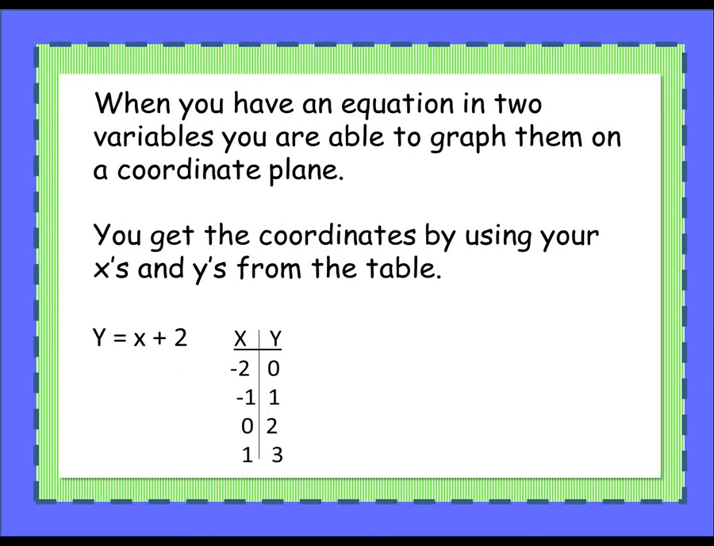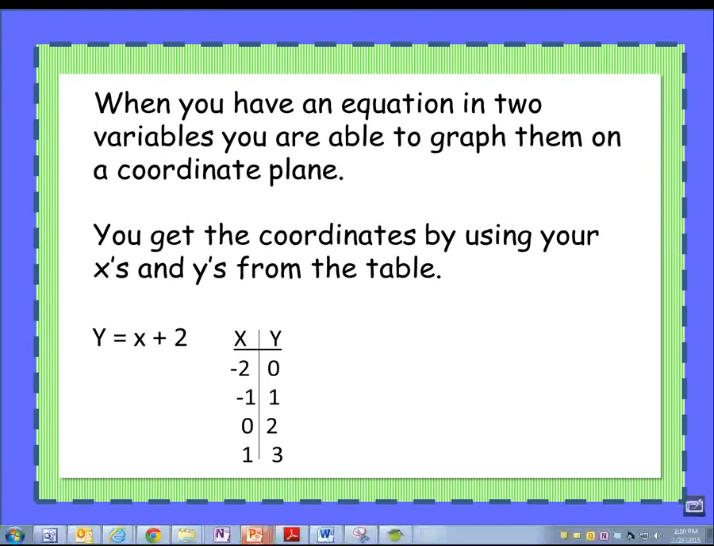When you have an equation and two variables, you are able to graph them on a coordinate plane. You use the coordinates by using your x's and your y's from the table. So whenever you guys see a table like this, all you're going to do is put parentheses around them so it looks like a coordinate, and there's going to be a comma between the two. Because you remember that from 6th grade, where it was x and then y?